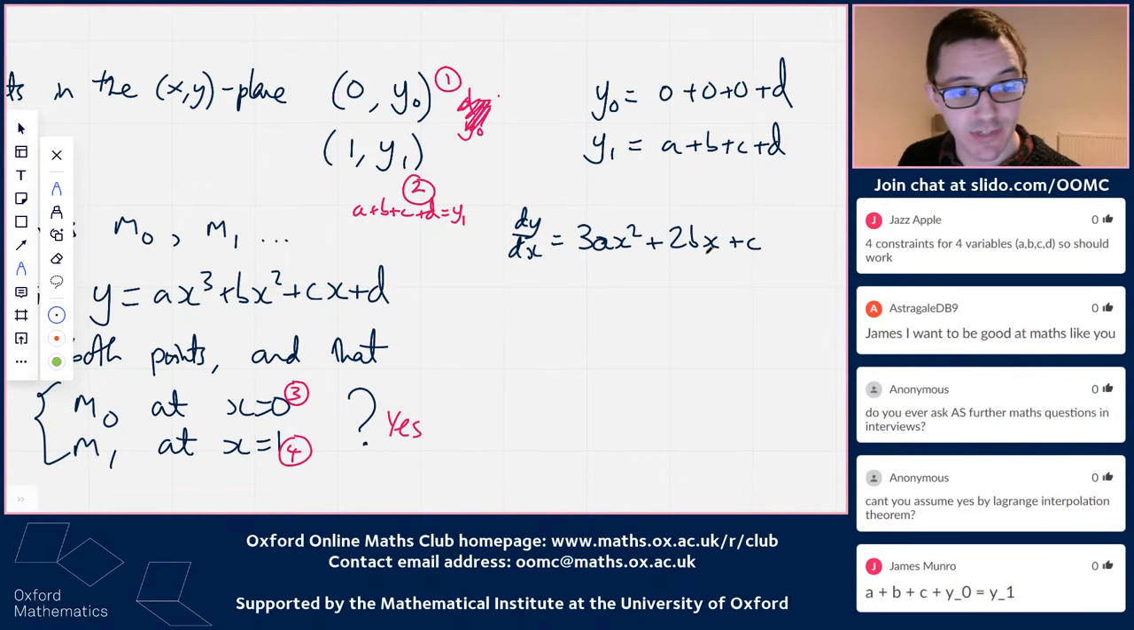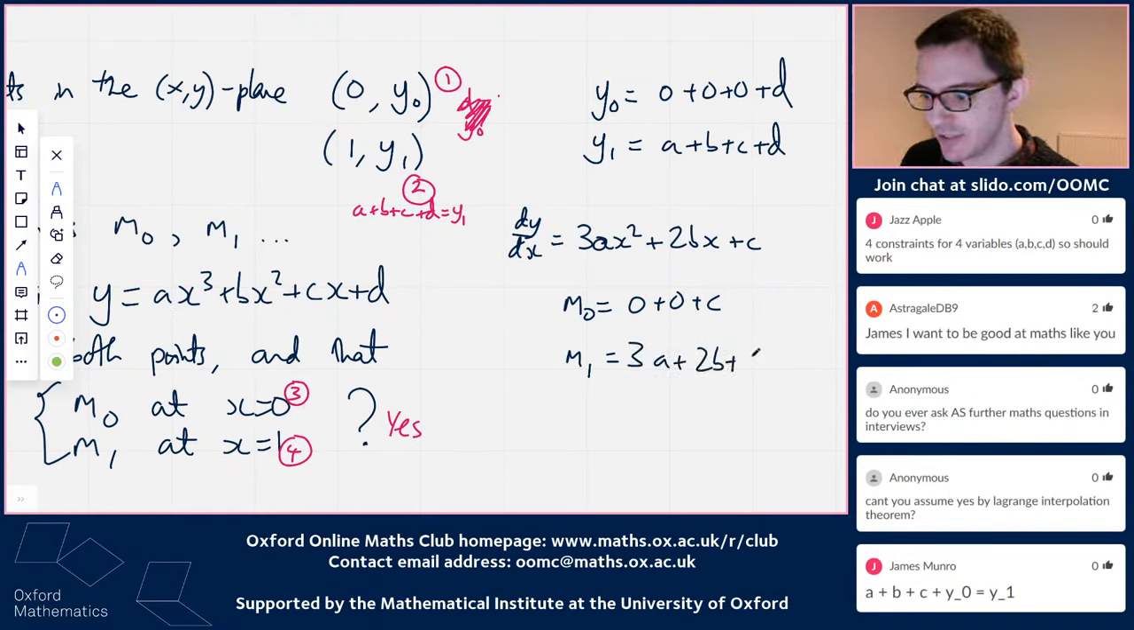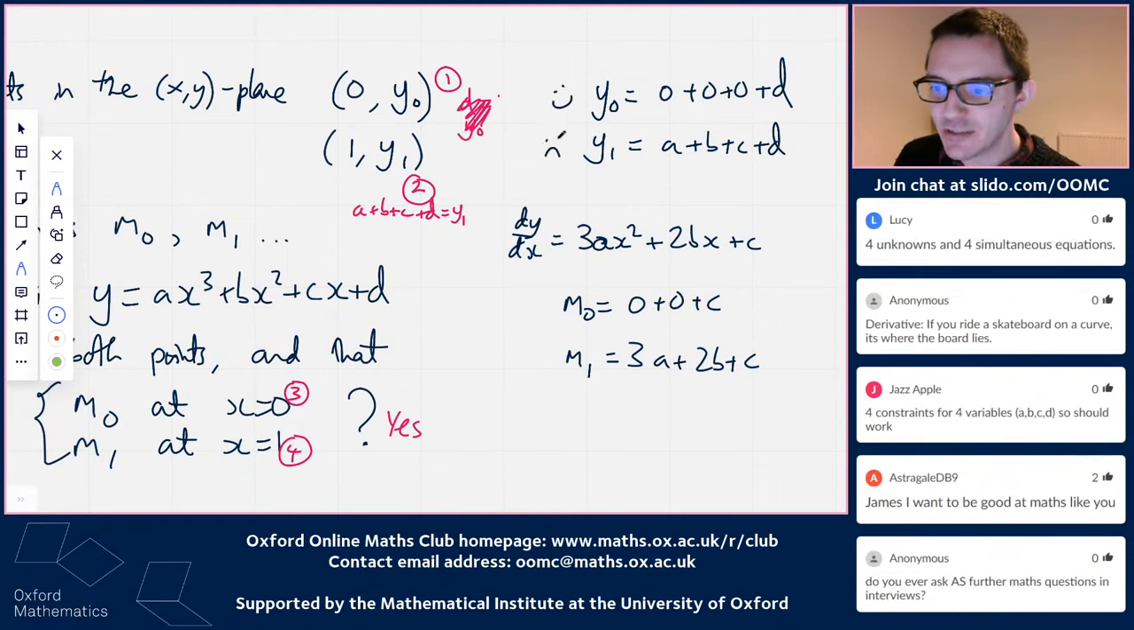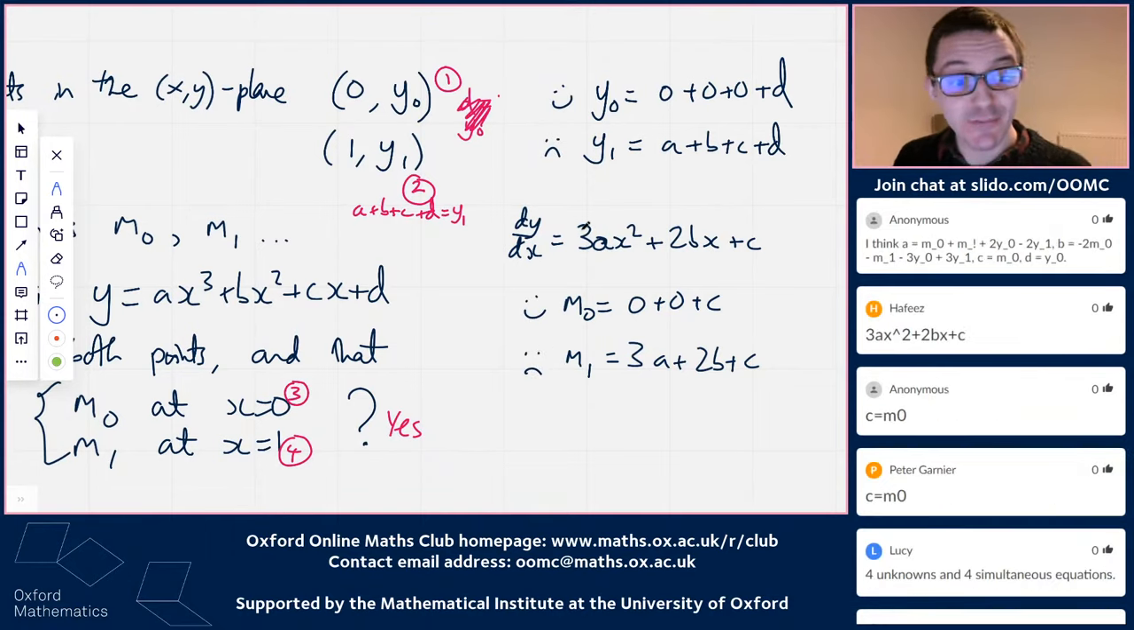So you get something like this for the derivative. What we want is the derivative at x equals 0. At x equals 0, it's supposed to be m naught. So that's 0 plus 0 plus c. Another fantastic equation: c is equal to m naught. And then m1 is equal to, well, I plug in 1 to this expression to get 3a plus 2b plus c. So we've got four equations, but two of them are very nice and two of them are pretty nasty. Solving four simultaneous equations would be really hard. Solving two simultaneous equations, I can do. So we can turn that frown upside down and go and solve for those.